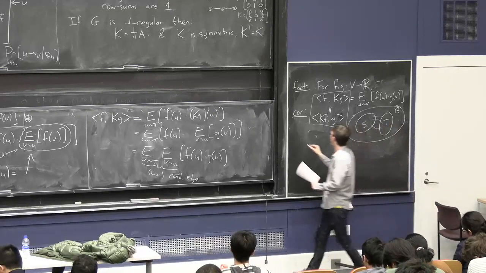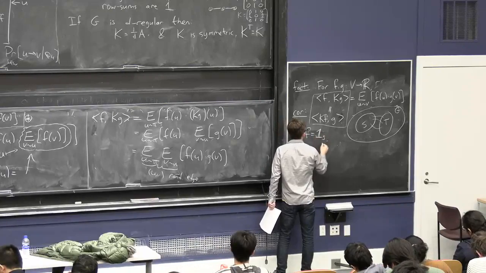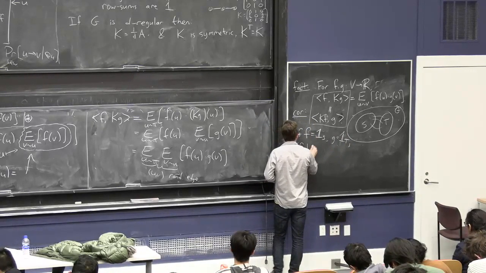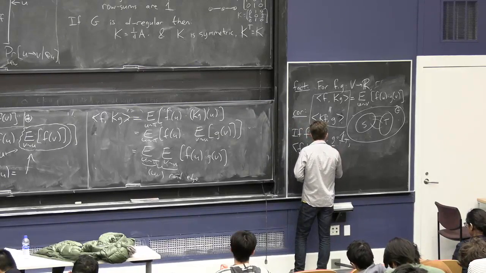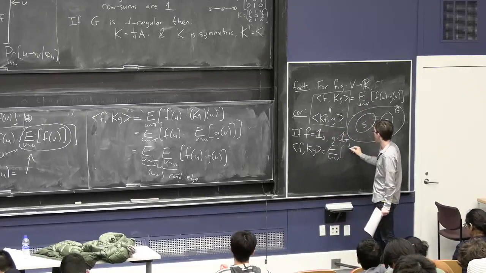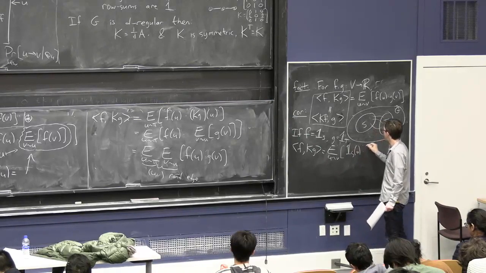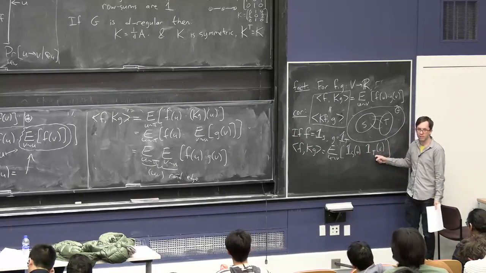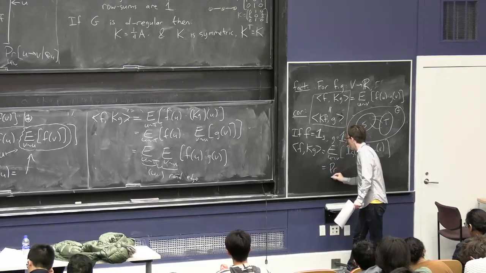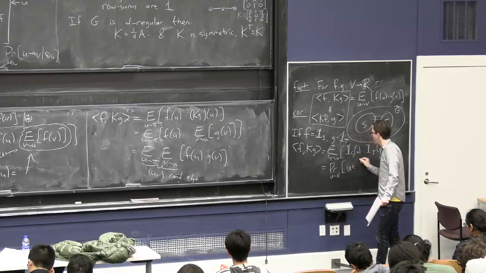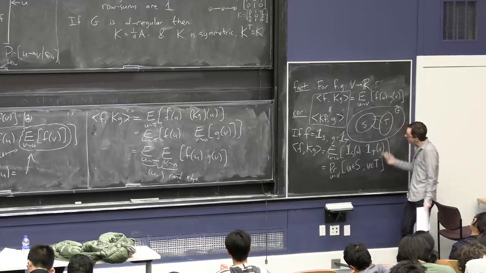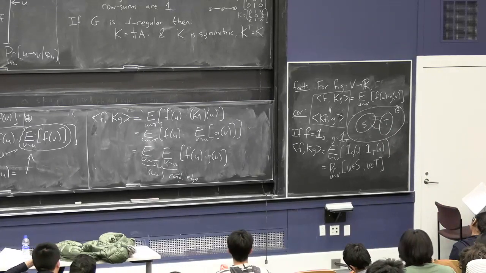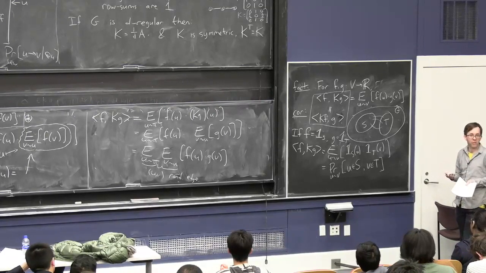So if f is the indicator of a set S, and g is the indicator of a set T, then this quantity, the inner product of f and Kg, is the expected value for a random edge uv of the indicator of S applied to u times the indicator of T applied to v. This whole thing is 0 or 1. It's the indicator for the event that u is in S and v is in T. So it's the probability that a random edge has its first endpoint in S and its second endpoint in T. This is the fraction of edges that go between S and T. This is some quantity that you may care about. In particular, if T equals S, it's the fraction of edges which are internal to S.